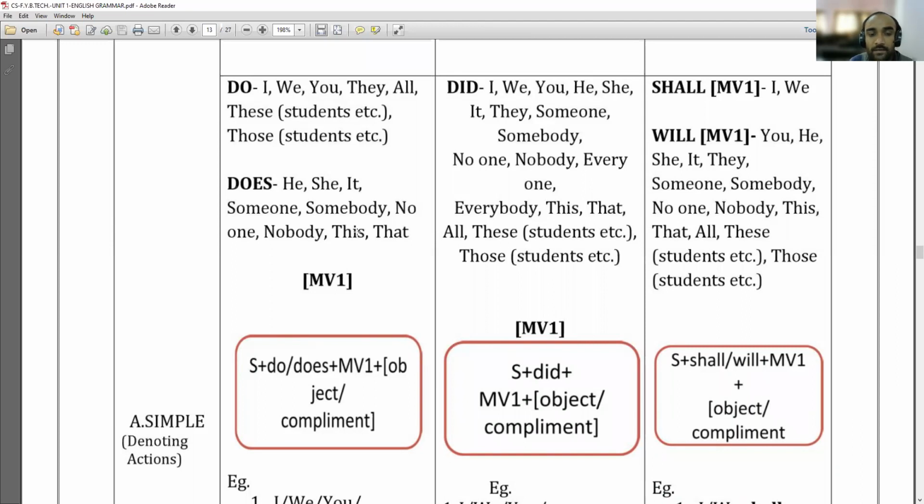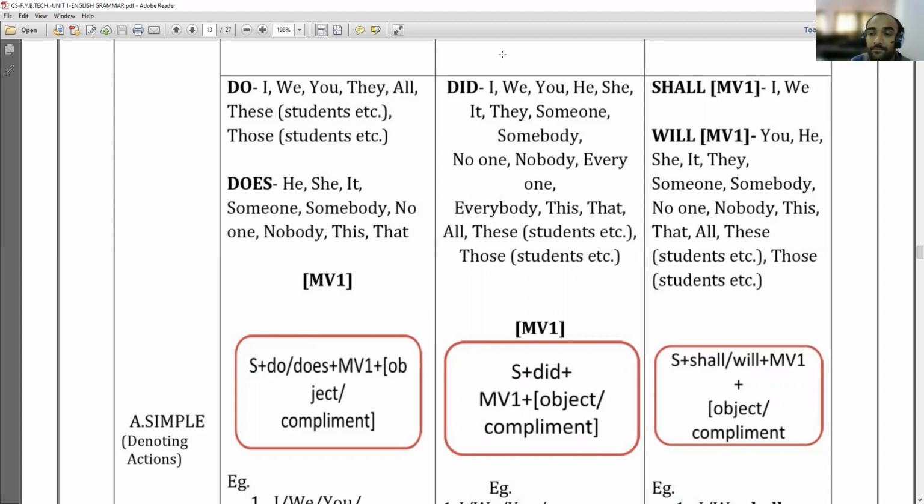And when it is singular subject, okay, for example, he, she, it, someone, somebody, we have to use does. Okay. The exception for it is for do. I is also a singular subject, but for I we have to use do. Okay. This is the exception. फक्त आपण I नंतरच do वापरतो. बाकी सगळे प्लुरल जे आहेत सब्जेक्ट त्यांच्या पुढे आपण do वापरतो.